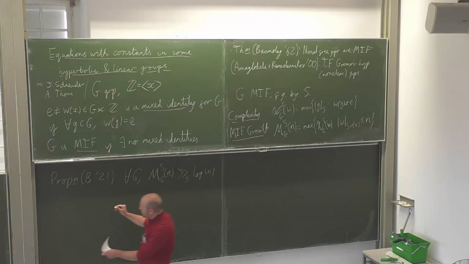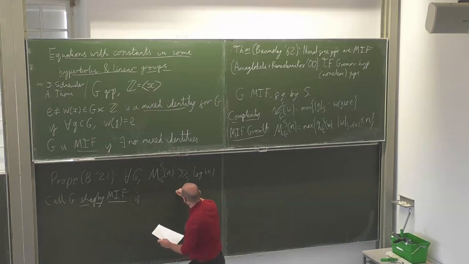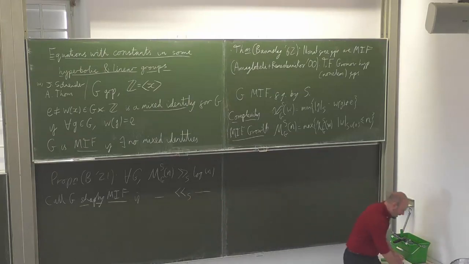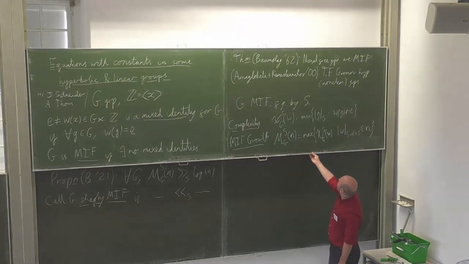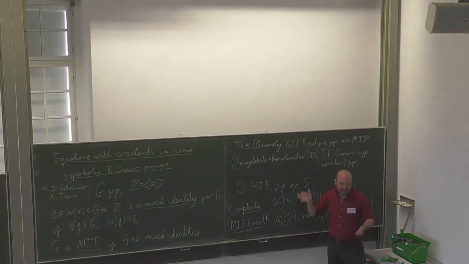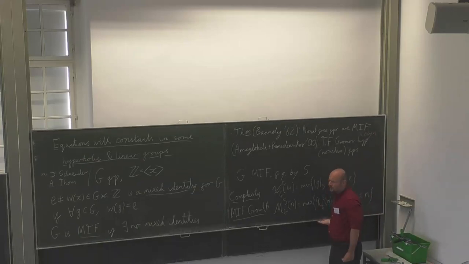So given this proposition, it seems reasonable to call a group G sharply MIF if this is sharp, if the growth is essentially logarithmic. So that was about as much as I knew in 2021, together with the fact that you can take this easy argument of Baumslag and try and make it effective, and you come up with some kind of bound of the form n log n. I tried to do the same thing for more general hyperbolic groups and failed.